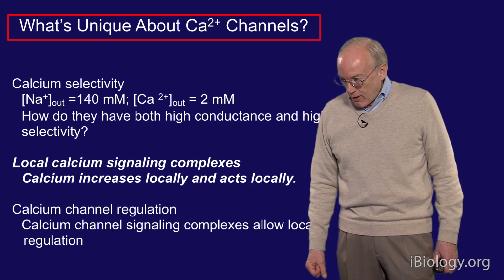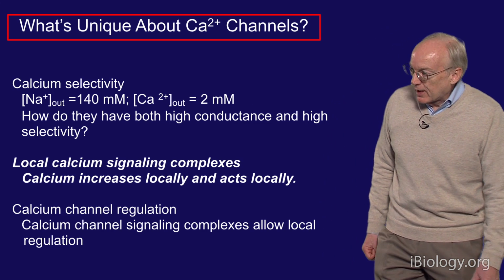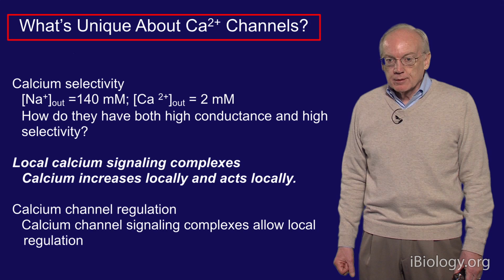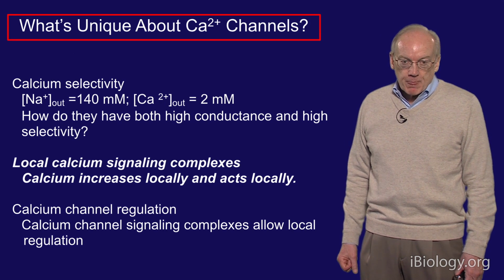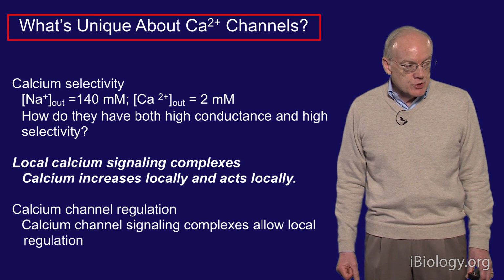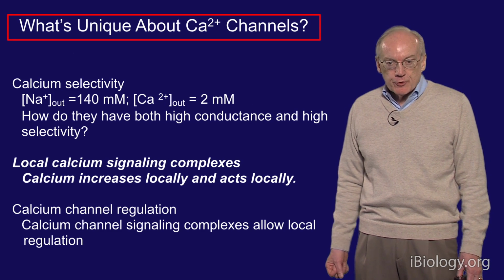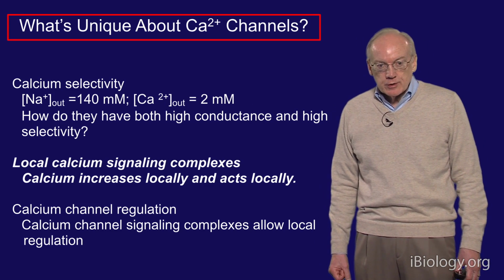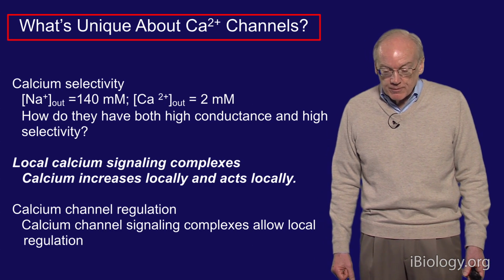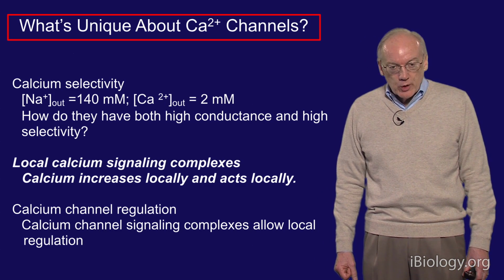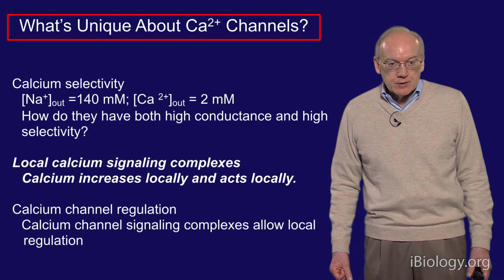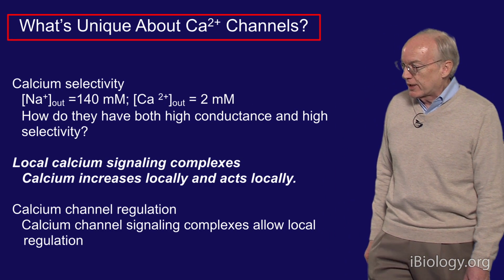So let's go back to our list here and look at the next topic, which is local calcium signaling complexes. So I made the point on an early slide that calcium coming in through a calcium channel does many different things, has many different effects in the cell. Secretion, contraction, synaptic transmission, enzyme regulation, gene transcription. How does the cell sort that out? If calcium's coming in everywhere and doing everything, it's not going to be a very good physiological regulator.